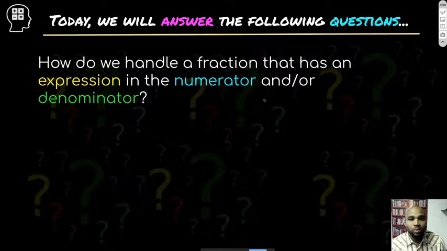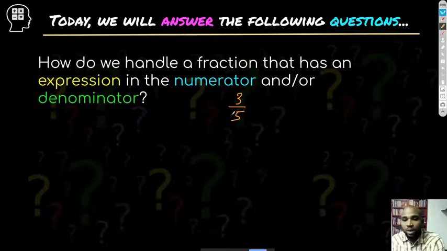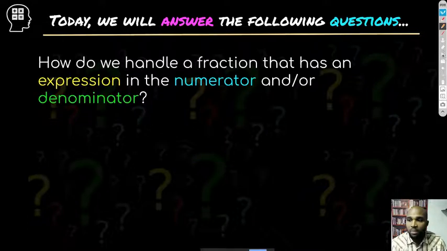The one question we want to answer today is how do we handle a fraction that has an expression in the numerator and/or the denominator? Usually we're used to dealing with fractions that simply have a number or variables, like 3 over 5. That's pretty simple. But what if there's something to simplify in the numerator itself or the denominator, as we've seen in our example problem? How do you work through those?